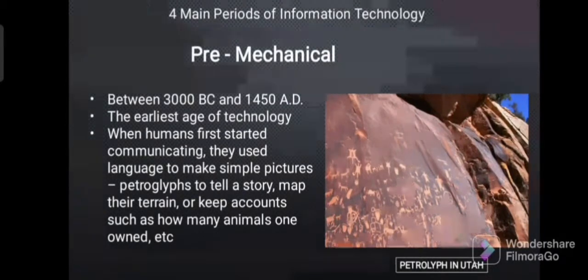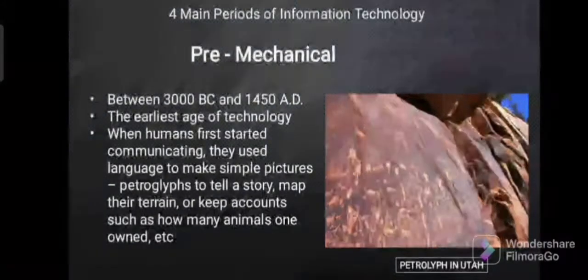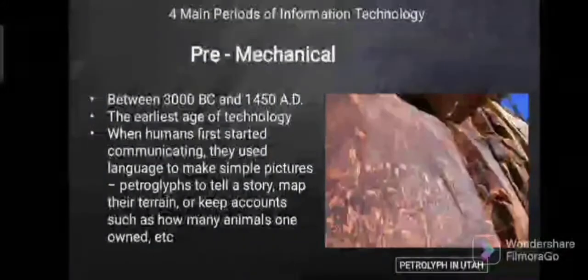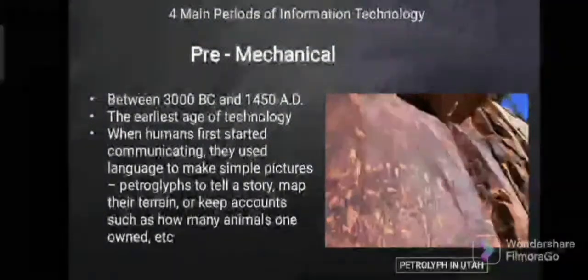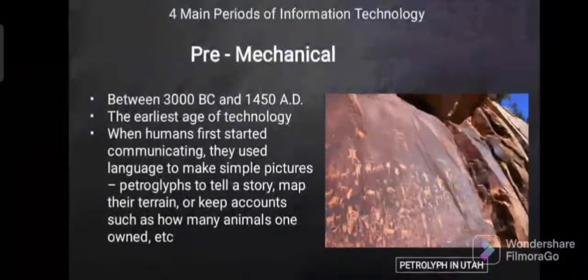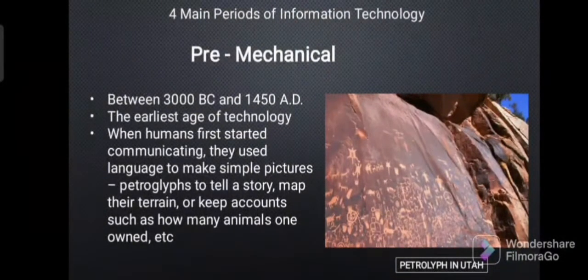Pre-mechanical, between 3000 BC and 1450 AD, the earliest age of technology. When humans first started communicating, they used language to make simple pictures, petroglyphs, to tell stories, map their terrain, or keep accounts such as how many animals one owned. An example of a petroglyph is the petroglyph in Utah.